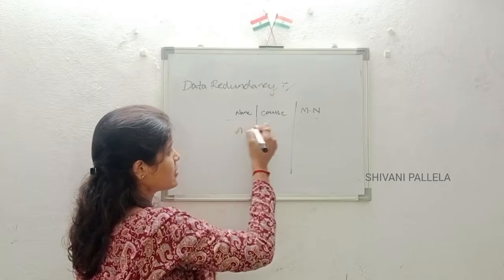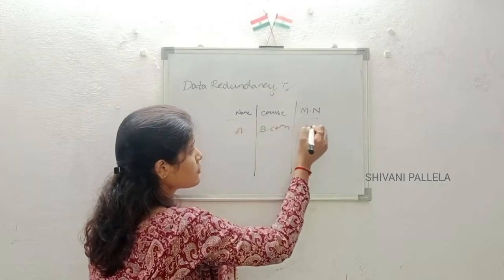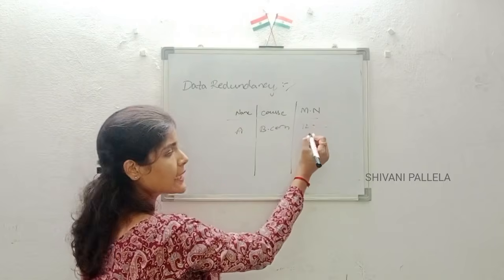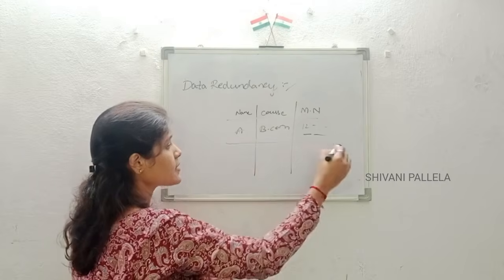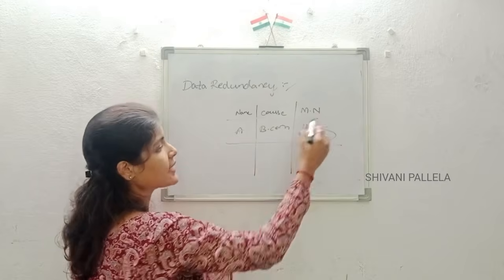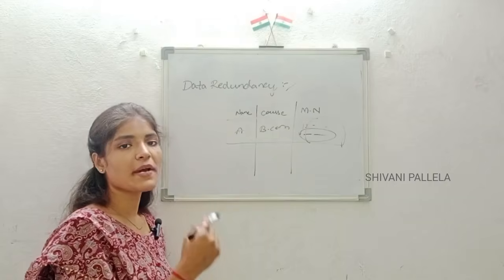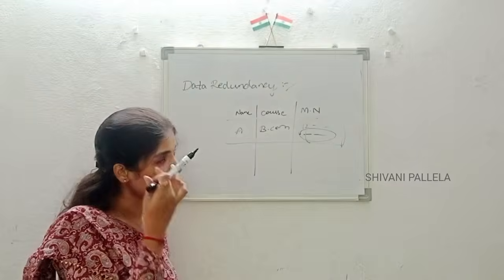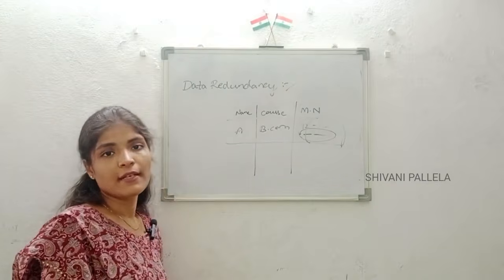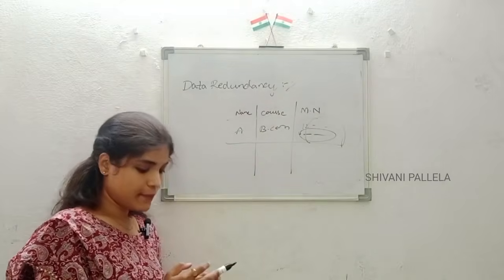Her name is A, she is pursuing BCom, and her number is 12345, and she was also giving an alternate number. Okay, so if I am entering this alternate number again and again in the database, what will it do? It will occupy the space in the database, which leads to data duplication. Duplication is nothing but data redundancy.